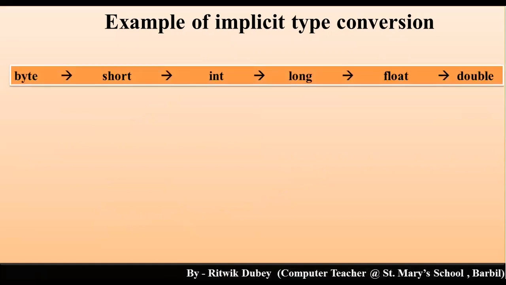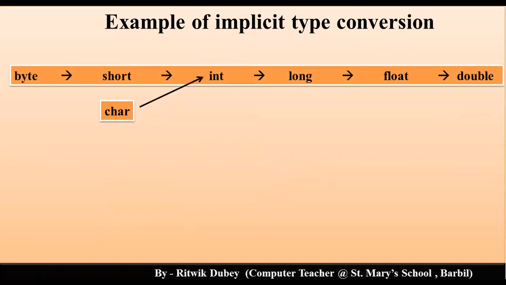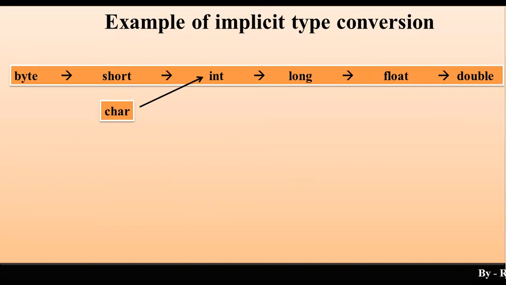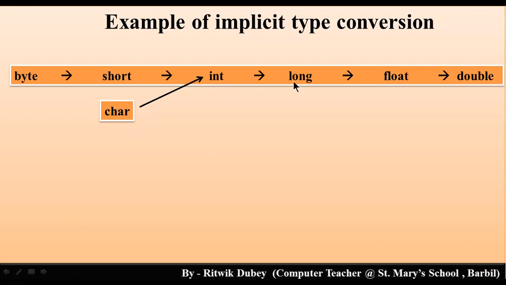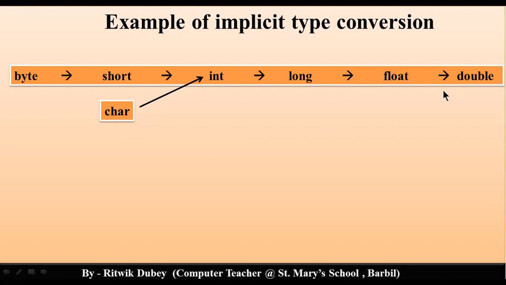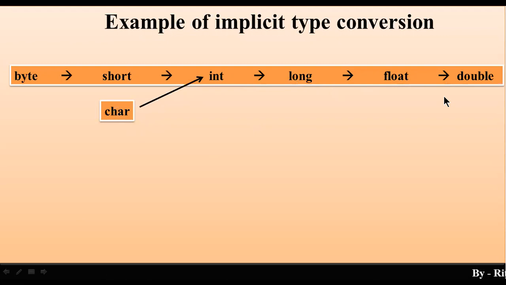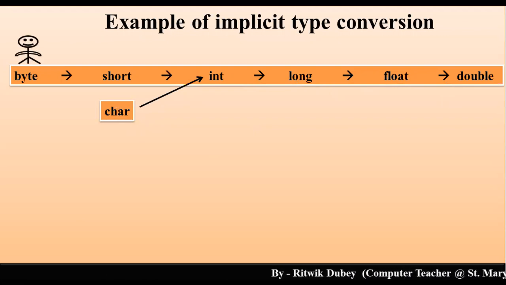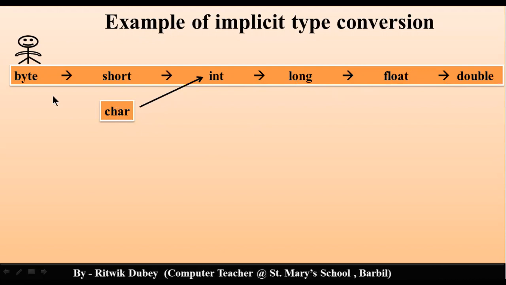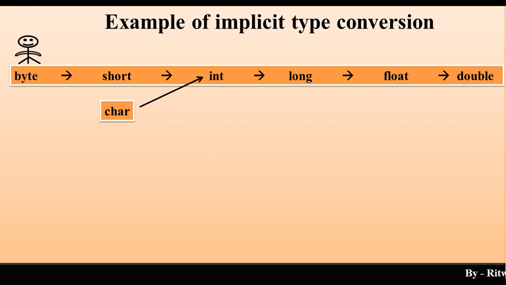Now, this is the chart. Byte to short, short to int, as well as char to int, and then int to long, long to float, float to double. This is the chart. You will have to remember this chart. Now, assume you are standing over byte. What is the meaning of standing over byte? I mean, in your hand, the type of value is byte. You have a byte type value.